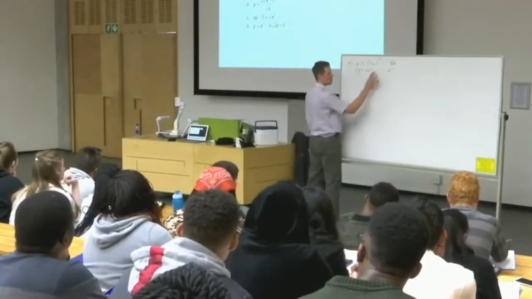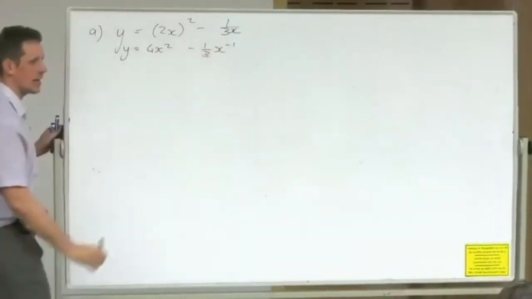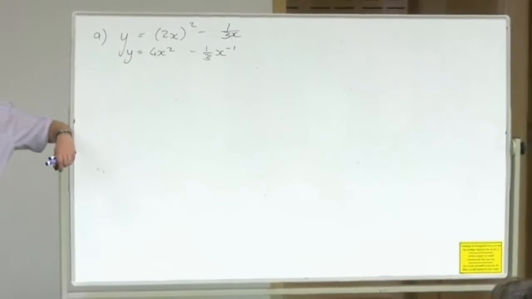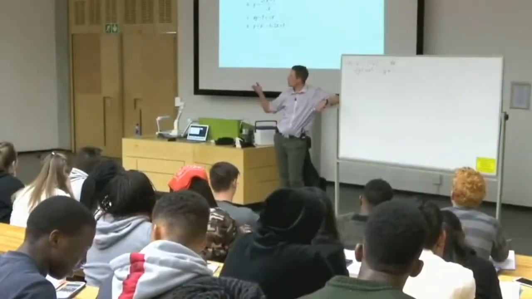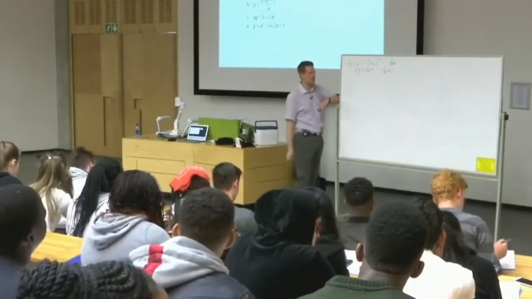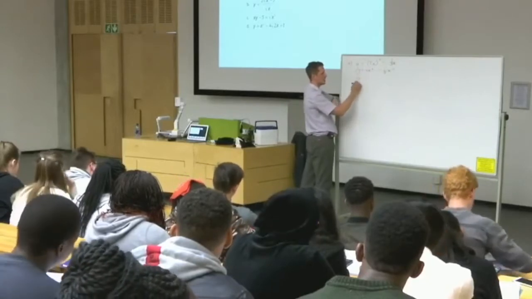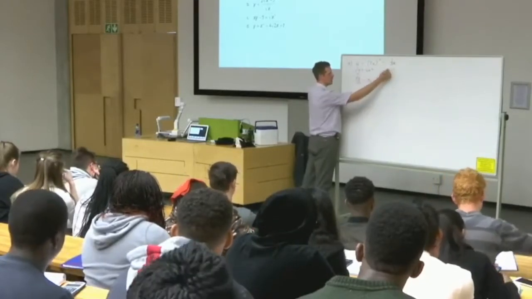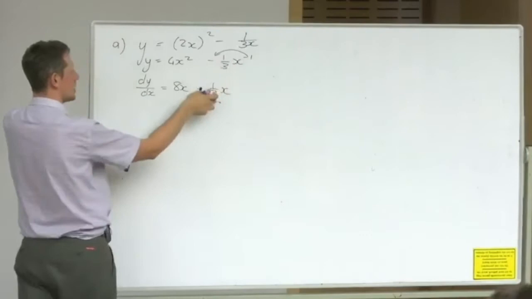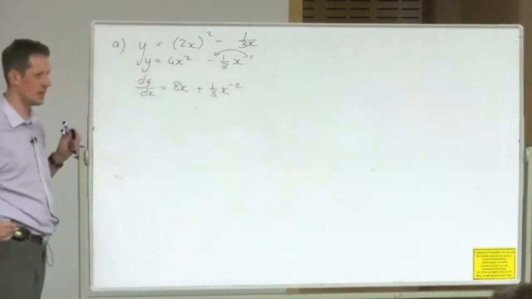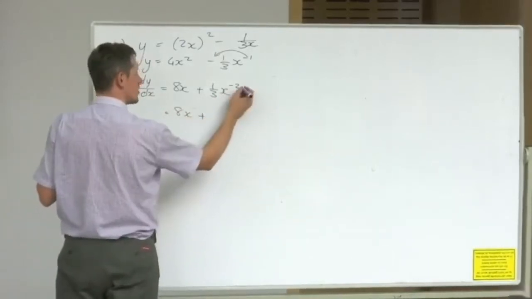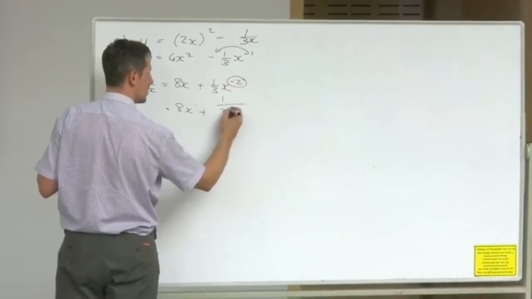The problem is the 1/3 must stay in the denominator. Because I don't care about a number in the denominator. It's just the x that may not be in the denominator. So I leave the 3 in the denominator, and now I differentiate. So this is 8x, minus, and a minus is a plus, 1/3. 1 times 3 is 1/3, and I subtract 1, so it's negative 2. So this gives me 8x. Just make your exponent positive, please.